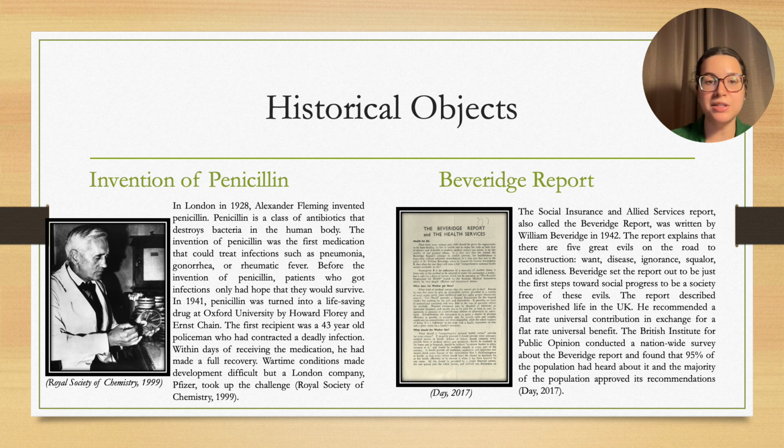The invention of penicillin was the first medication that could treat infections, such as pneumonia or rheumatic fever. Before the invention of penicillin, patients who got infections only had hope that they would survive. In 1941, penicillin was turned into a life-saving drug at Oxford University by Howard Florey and Ernst Chain.